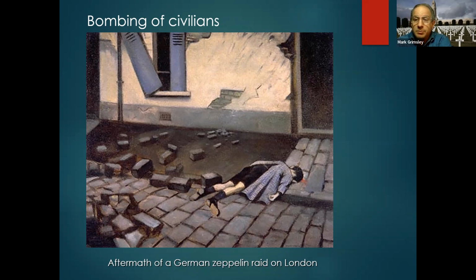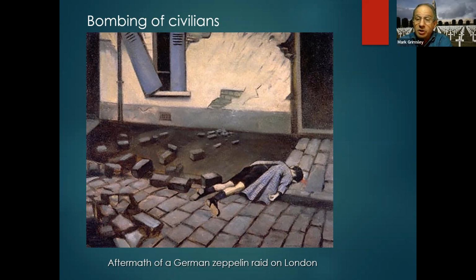But bombing of civilians begins during the First World War. And the illustration here is of a single child who's been killed in the aftermath of a German Zeppelin raid on London. And Zeppelins were somewhat like blimps, like the Goodyear blimp. You see that sometimes, except that these were larger and they were rigid airships that had hydrogen as a means of keeping them aloft, and they could move for hundreds of miles.